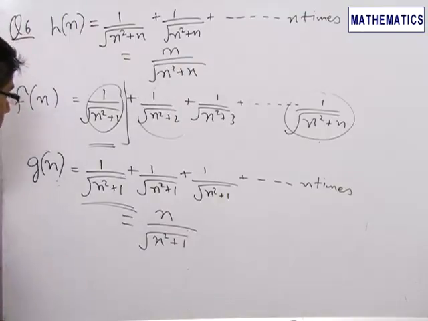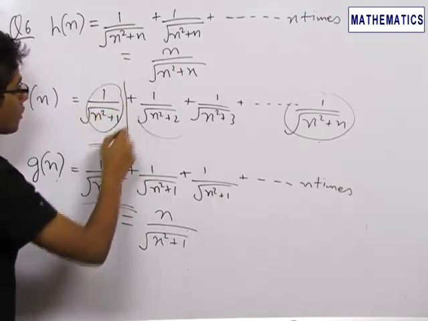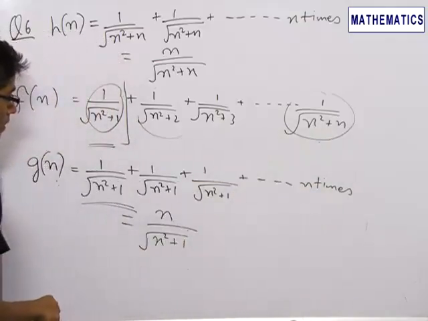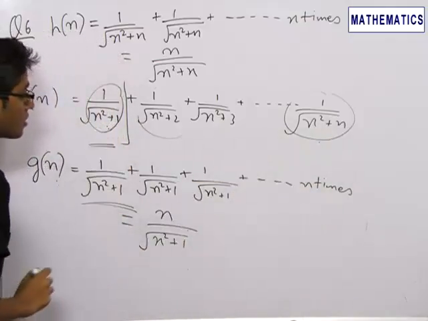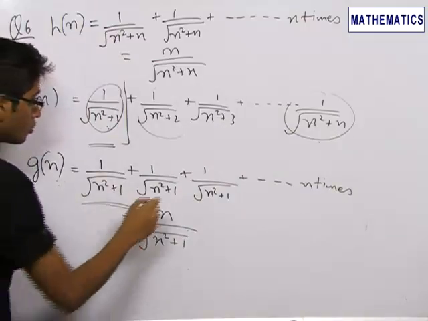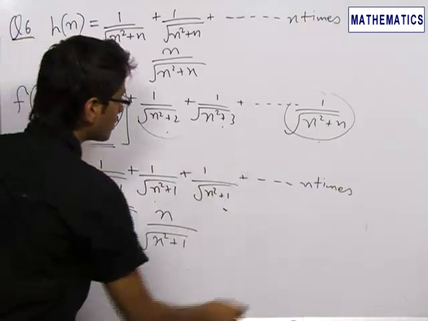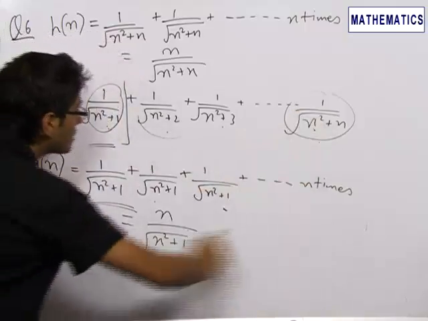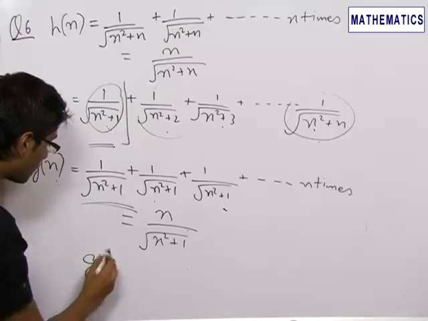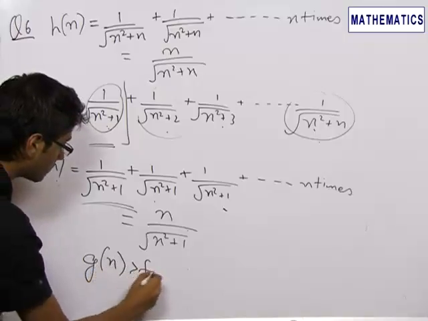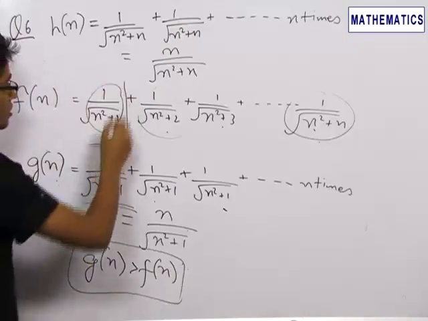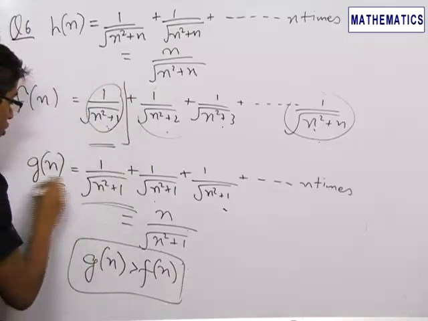Now what we see is 1 upon under root n square plus 1 was the largest term of this series, and we have taken this largest term n times. So this is greater than this, greater than this, and obviously the last term would be greater than this term. So the sum of this series g of n would be definitely greater than f of n, because the largest terms have been added n times in g of n.